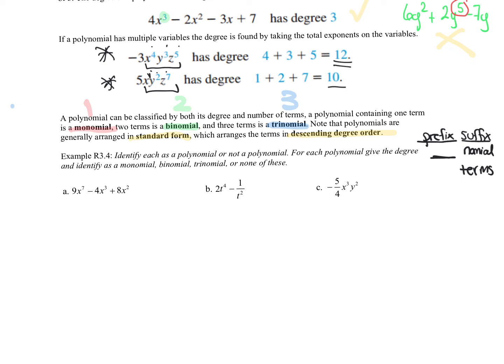So if you look at letter A, my powers are 7, 3, and 2. 7, 3, or 2 are all positive integers. So yes, this is a polynomial. Since it is a polynomial, I need to identify the degree, which is the highest power, which is 7. And there are 1, 2, 3 terms, so it's a trinomial.